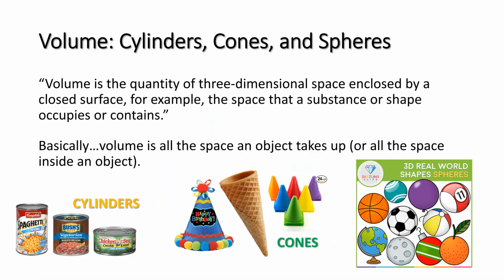Well, when I searched for the definition of volume, this is the quote I got. Volume is the quantity of three-dimensional space enclosed by a closed surface. For example, the space that a substance or shape occupies or contains. So basically, volume is all the space an object takes up, or you could think of it like all the space inside of an object. As I said, we're going to be focusing on cylinders, cones, and spheres, and I put some examples of each of those shapes at the bottom of this slide.